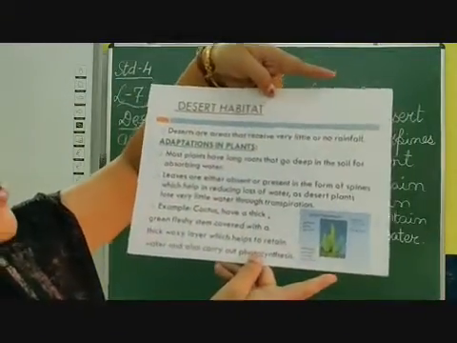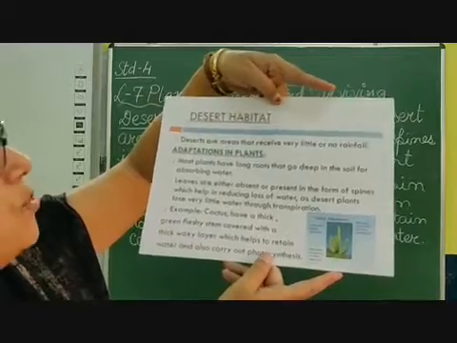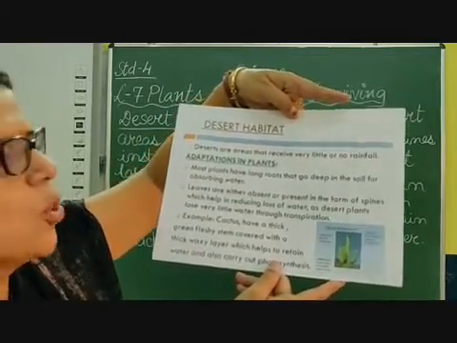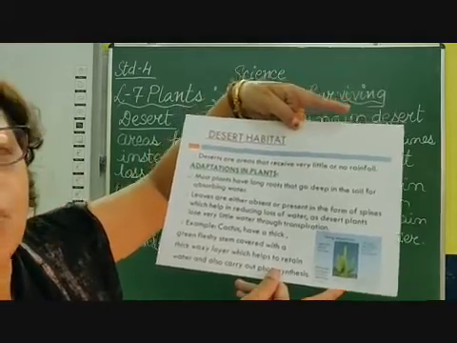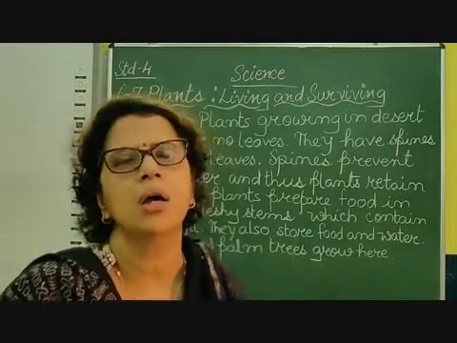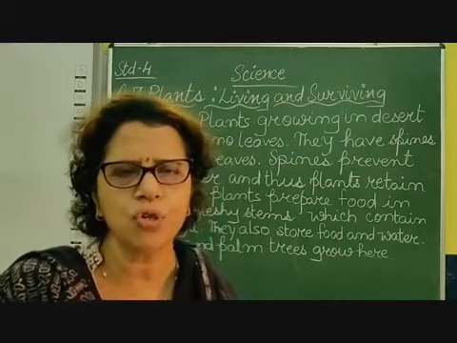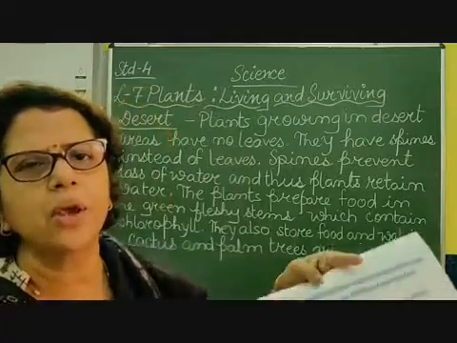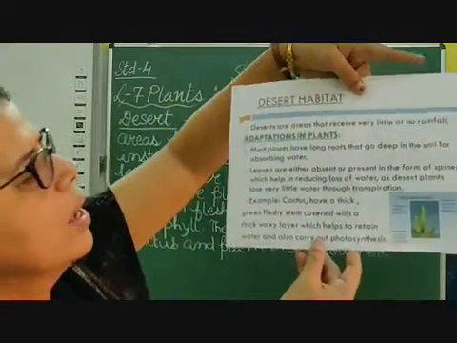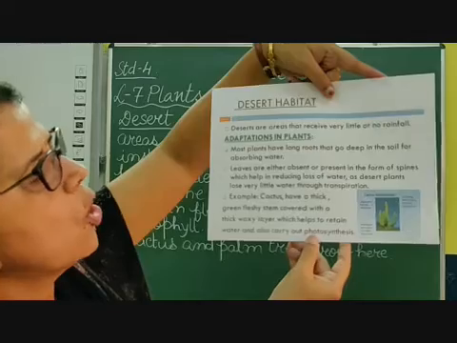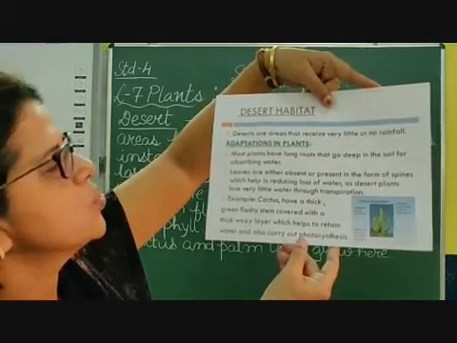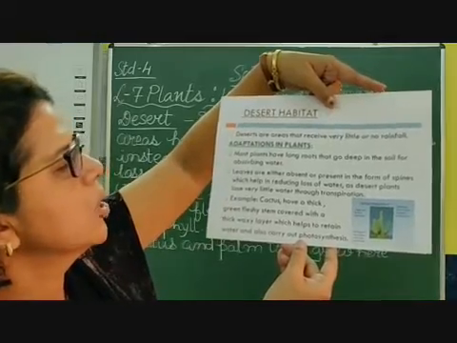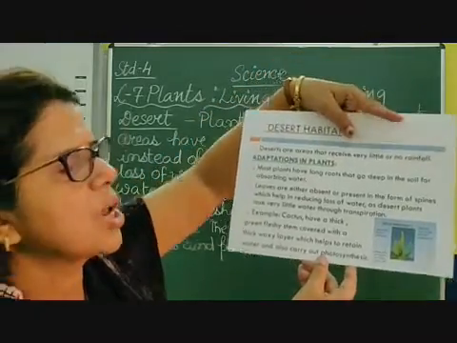Deserts are the areas that receive very little or no rainfall. Adaptation in plants: most plants have long roots that go deep in the soil for absorbing water because they need water for preparation of the food, called photosynthesis. So to absorb water, these roots are very long and they go deep inside the soil. Leaves are either absent or present in the form of spines, which help in reducing loss of water, so desert plants lose very little water through transpiration.